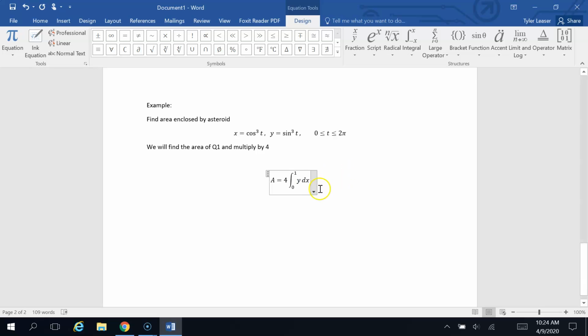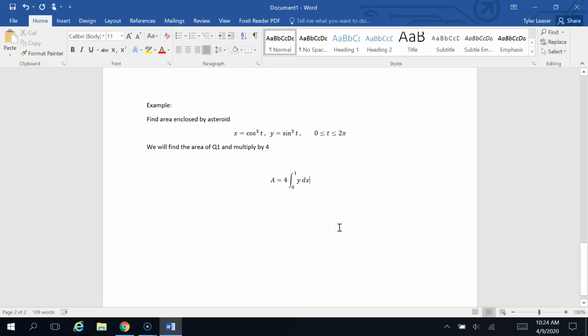So this is just the generic formula for an area. The integral of the function y with respect to x. I know that's a weird way to write it out, but that's the same stuff you were doing in Calc 1 and then earlier here in Calc 2. But we don't have a function of y with respect to x. We have x and y separately as parametric functions, but we can still plug it in.